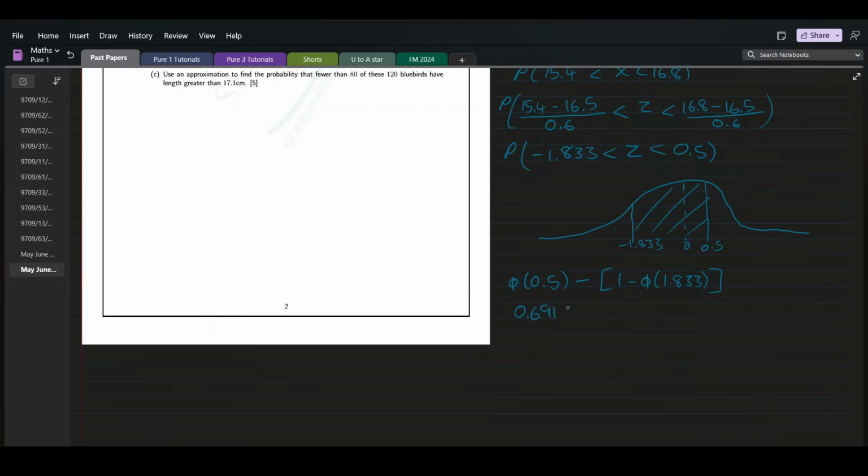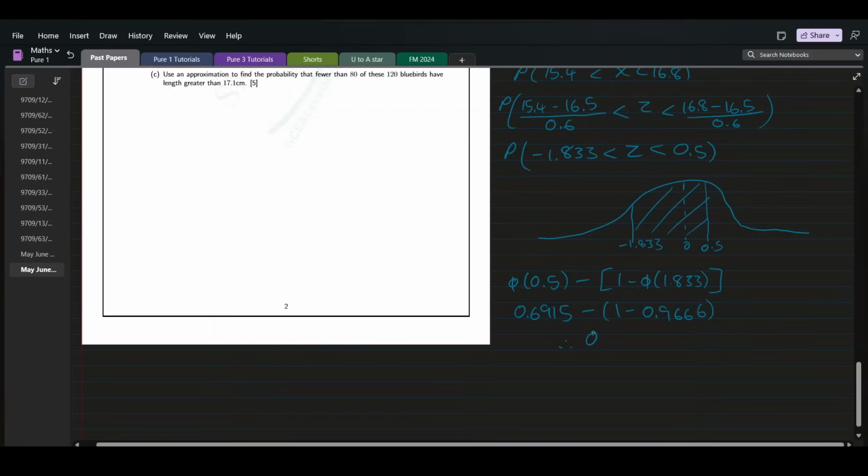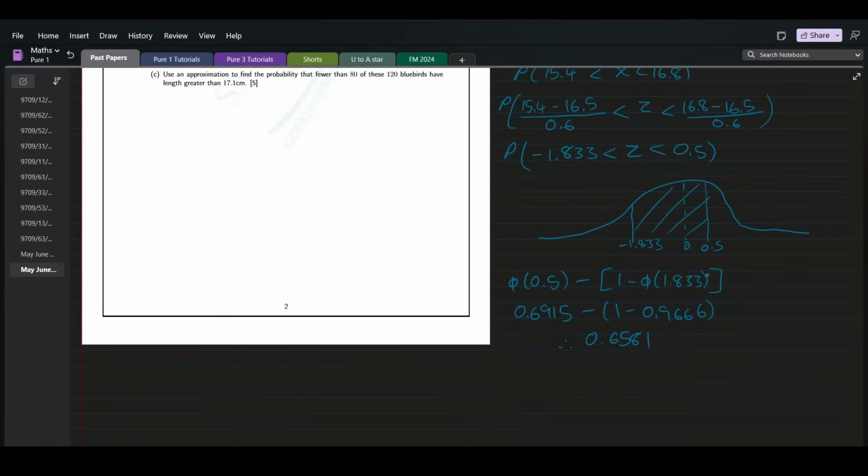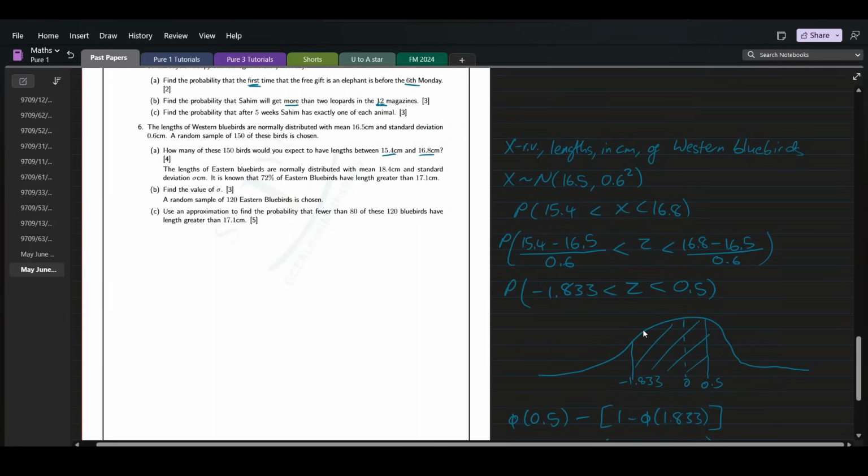That's 0.6915 minus 1 minus 0.9666. Let's punch this into the calculator. 0.6915 minus 1 minus 0.9666, and this gives us 0.6581. So this is the probability of a bird having a length between 15.4 centimeters and 16.8.